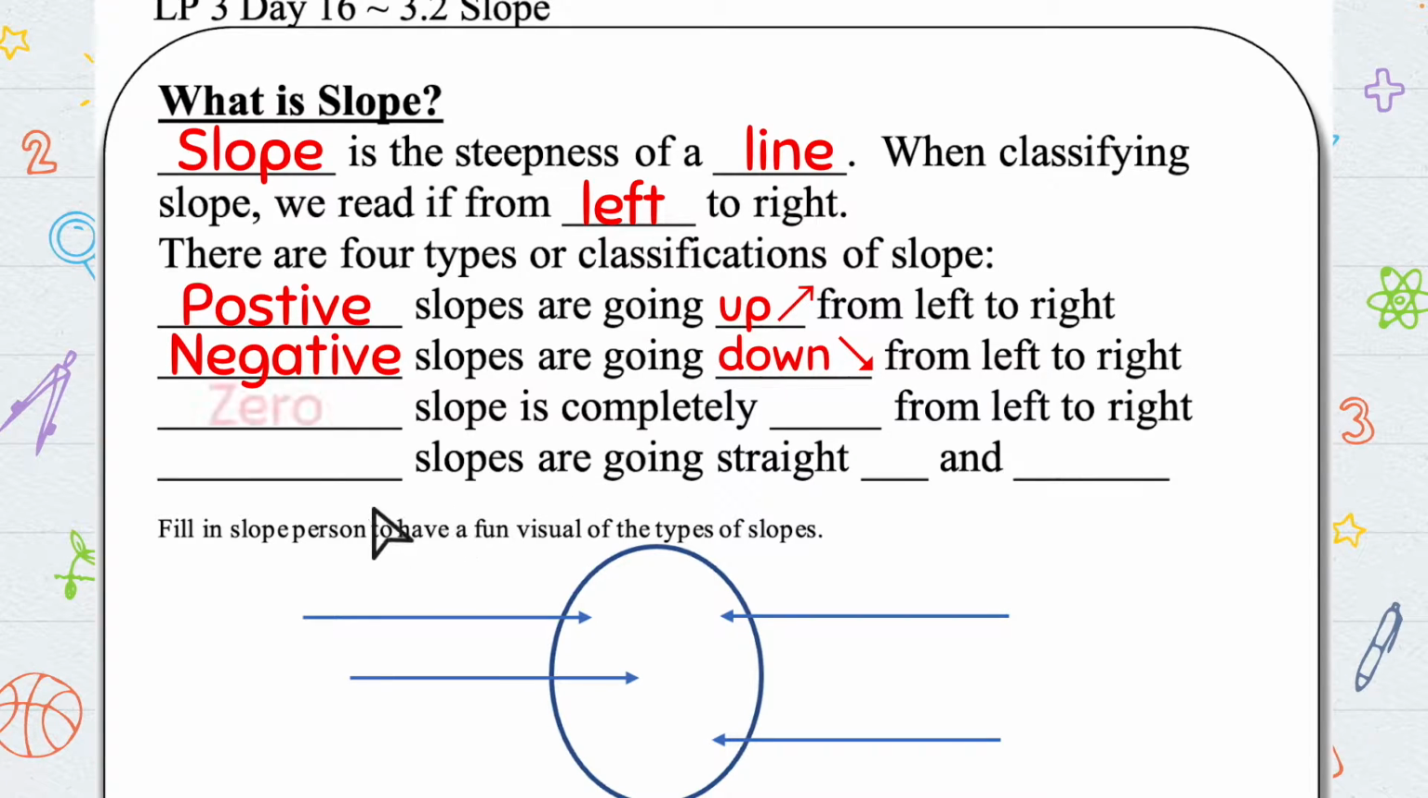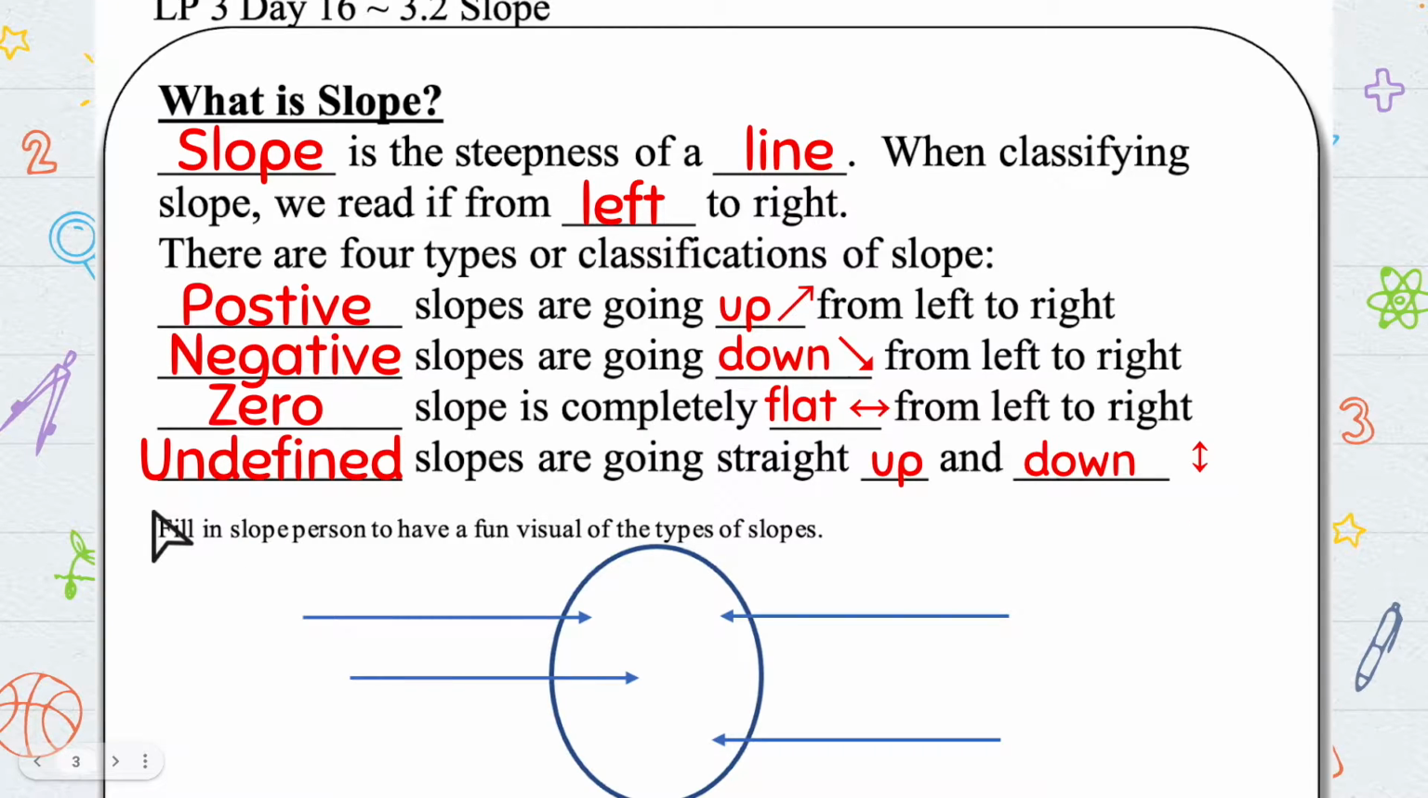Zero slope is completely flat, so it's just going from left to right. There is no grade on it at all. And undefined slopes are going straight up and down, just like this one here. So we call that undefined.